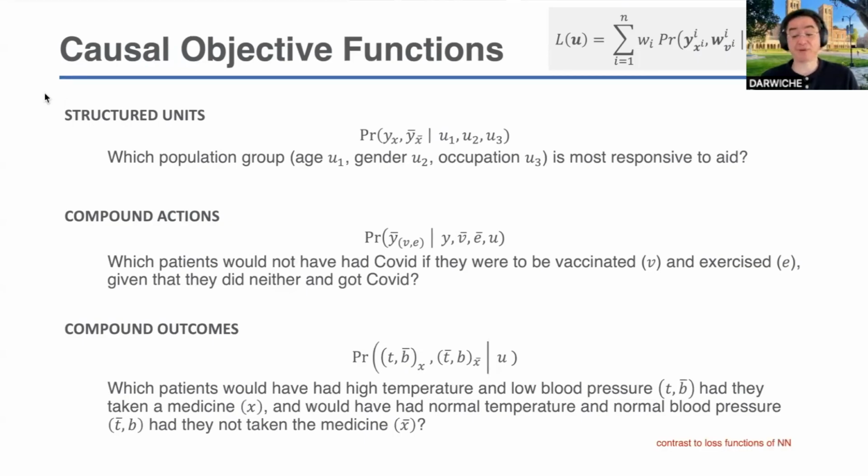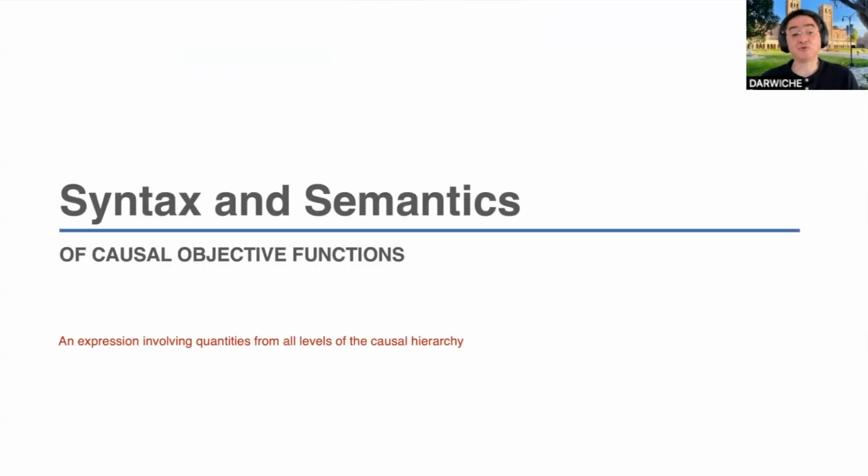So that's the problem that we're interested in here. And I need to do 2 things before I tell you about how we solve this particular problem. The first one, I have to discuss the syntax and semantics of causal objective functions. So we treated them informally so far. So that will be a few slides.